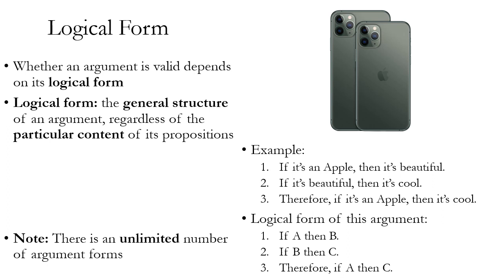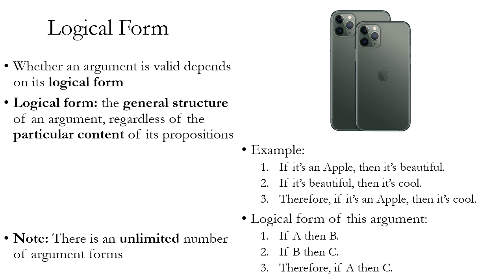So another example of this: if it's a human, then it's mortal. If it's mortal, then it does not live forever. Therefore, if it's human, then it does not live forever. It's the same general logical structure, and it's valid.